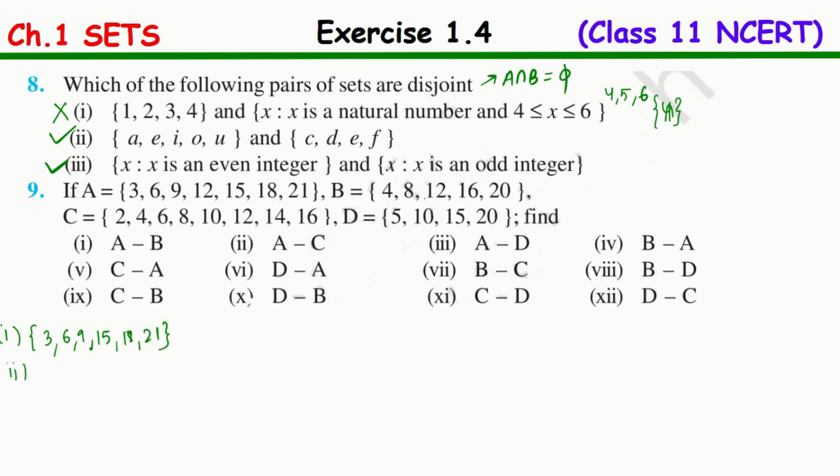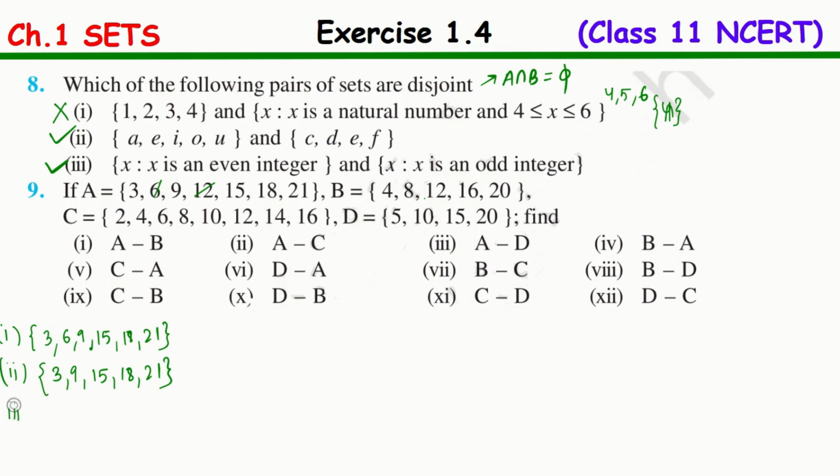Second is A minus C. From A we have to remove C. So we have to remove 2, 4, 6, 8, 10, 12, 14 and 16. So we will be left with 3, 9, 15, 18 and 21.